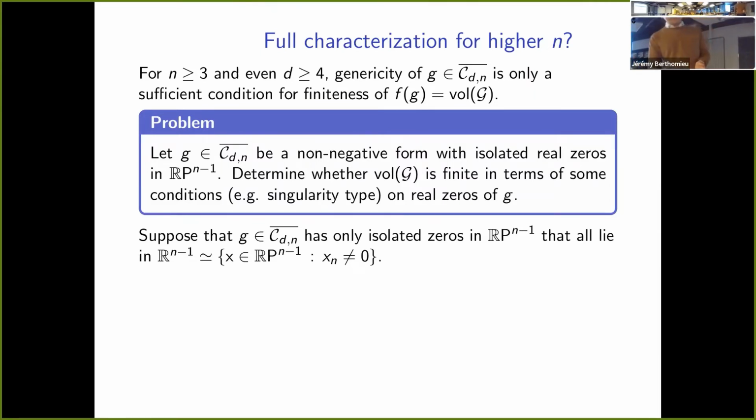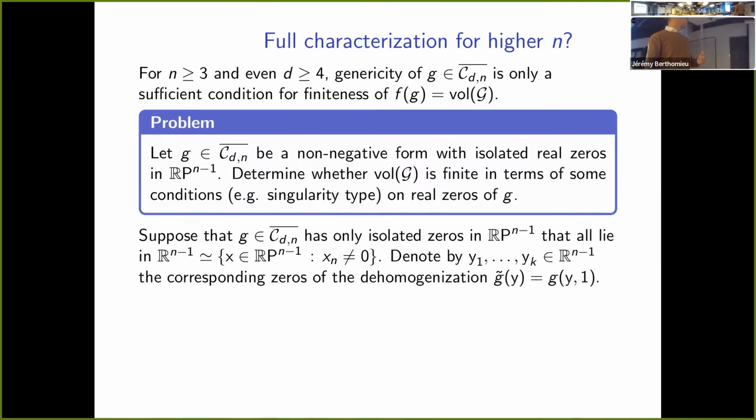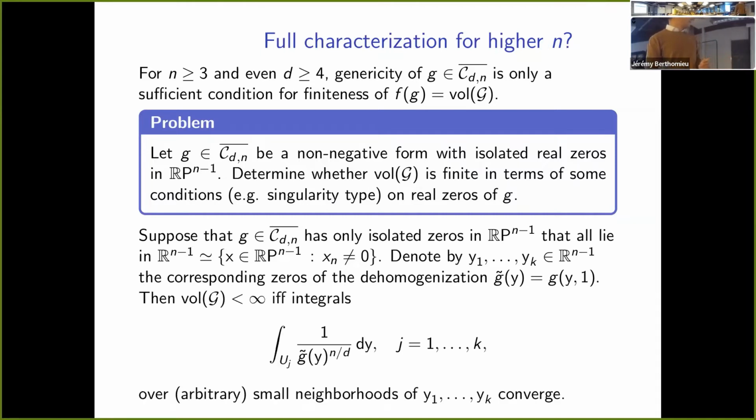Okay, and let me just explain why this boils down to a question about singularities. Because if you take a form that has only isolated zeros, which is not always the case, because there are forms with infinitely many zeros, right? And assume just for simplicity that all its zeros lie in the affine chart, that is R to the n-1. And denote by y1, ..., yk all these zeros in the affine chart, that is, zeros of this dehomogenized polynomial.